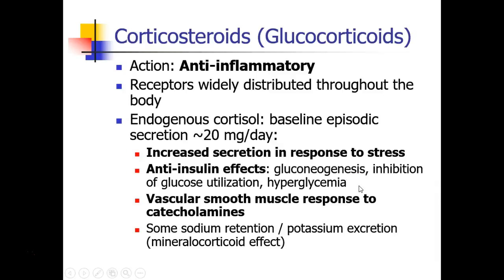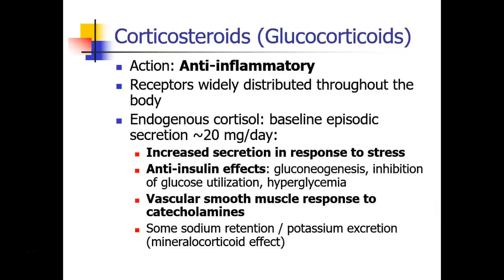Let's start by talking about corticosteroids, or glucocorticoids. These are anti-inflammatory drugs, and they have receptors widely distributed throughout the body. Remember that cortisol is an endogenous substance, and it's a steroid, and your body secretes it about 20 milligrams a day. Secretion is increased in response to stress.